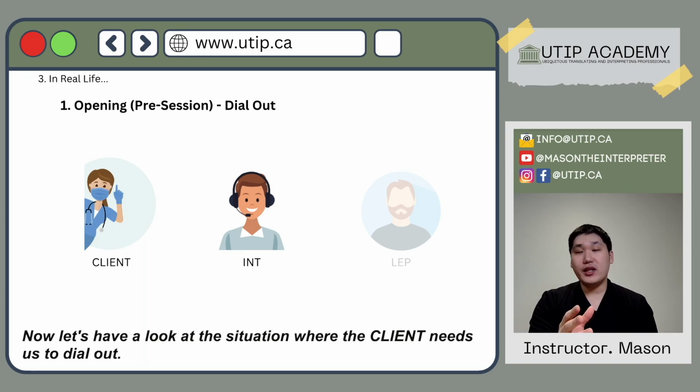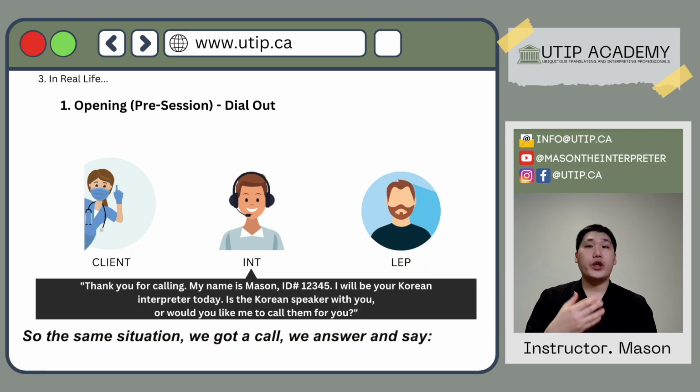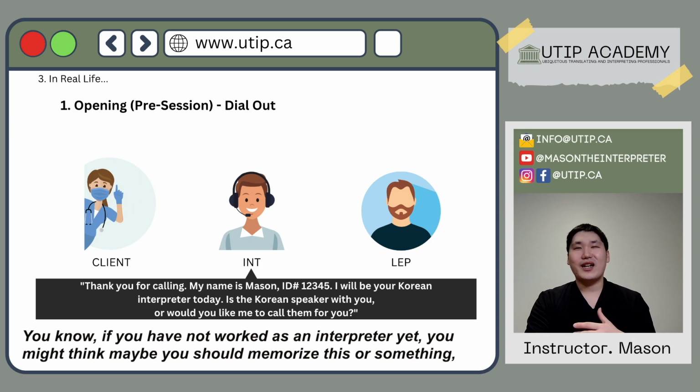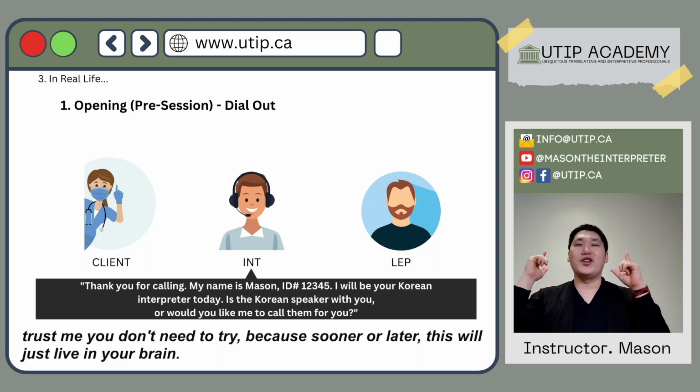Now let's have a look at the situation where the client needs us to dial out. So the same situation, we got a call, we answer and say, "Thank you for calling, my name is Mason, ID number 12345, I'll be your Korean interpreter, blah, blah, blah." If you have not worked as an interpreter yet, you might think maybe you should memorize this or something. Trust me, you don't need to try because sooner or later, this will just live in your brain.